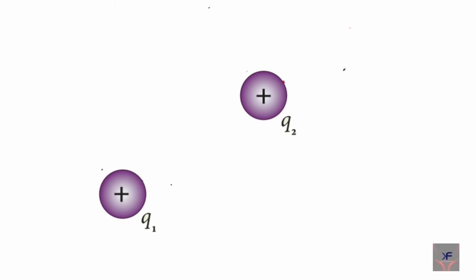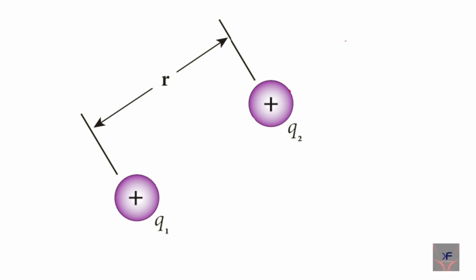Consider two point charges Q1 and Q2 which are at rest in vacuum. So both charges are at rest. Even in the rest state there are charges of electrons. Now they are separated by a distance r. So r is the distance between the two resting charges.